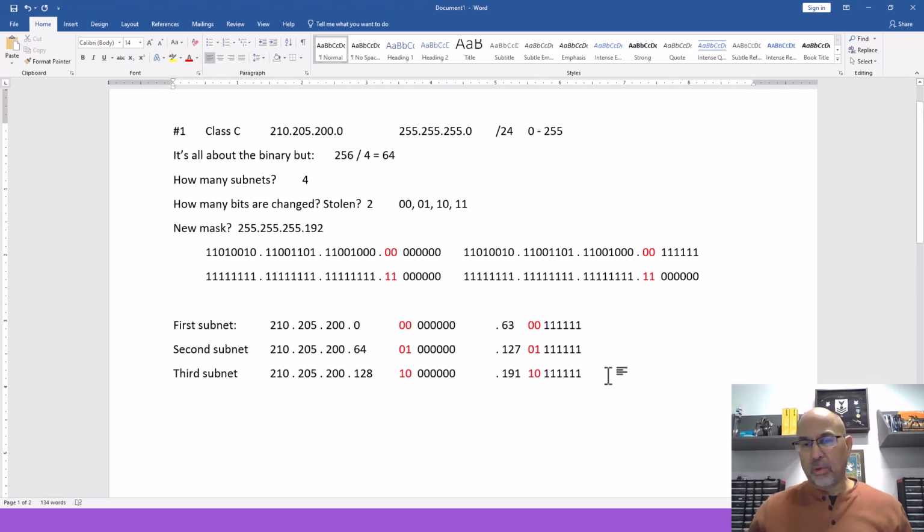The binary will never fail you. If you break this out like I've done here, and you take a look at the subnetting field, and you just simply put all zeros in the host portion and then all ones in the host portion, whatever the host portion is going to be, then you know that you've done this correctly. It doesn't matter what value I put here, as long as I remember that my subnetting field is 2 bits and I put in all zeros and all ones.